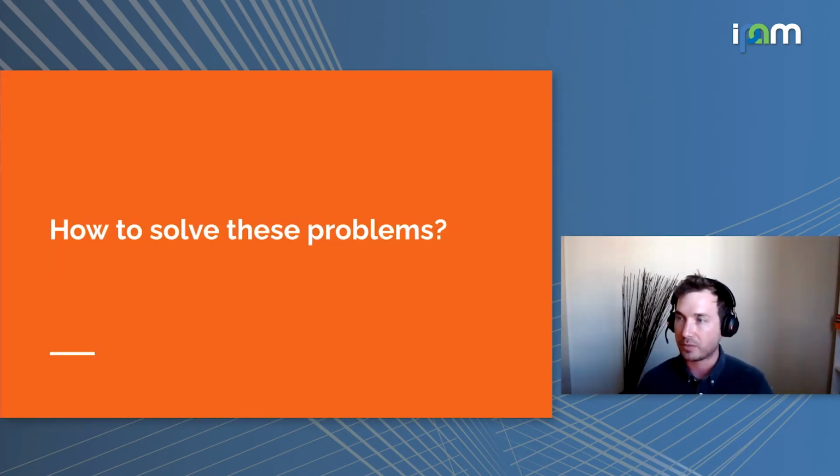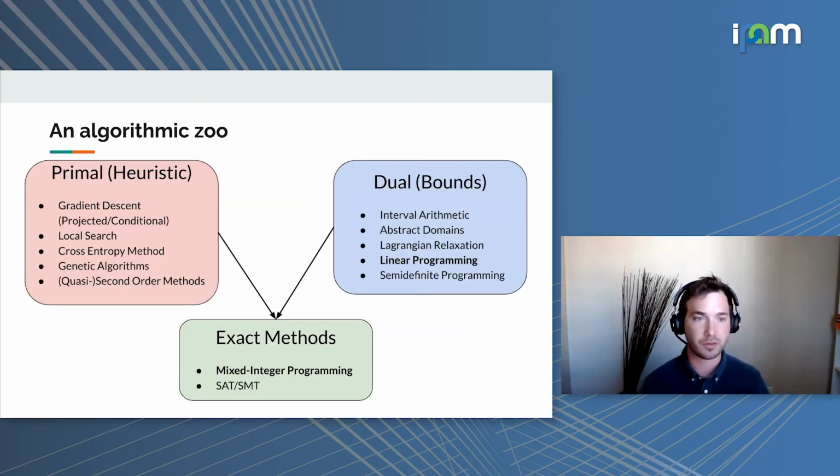Okay, so how do we actually solve these problems? There's a whole host of algorithms that you might try to apply here. On the primal side, you might run something like gradient descent, a cross-entropy method, or a genetic algorithm. On the dual side, you can run something like interval arithmetic, or write down a linear programming relaxation or a semi-definite programming relaxation. Later on, we're going to look at a linear programming approach to this problem. But for the moment, we're going to focus on mixed integer programming, which is an exact method for modeling these problems. And it's nice in the sense that it brings together both the primal and the dual side into one framework.